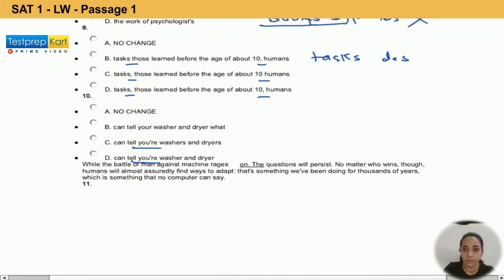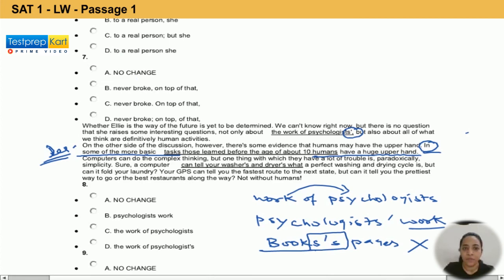So let's read this whole thing. Such a computer. So now we are saying that computer can tell, right? The computer can tell your washers and dryers something. So note, the moment you put apostrophe, that means we are talking about now something which belongs to these people, right? Washers, dryers, right? So are we talking about some sort of a possession? Such a computer can tell your washers and dryers what are perfect. So we're talking about the people, not something which belongs to them.